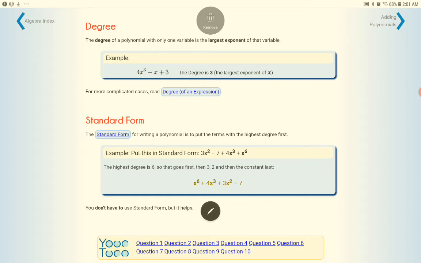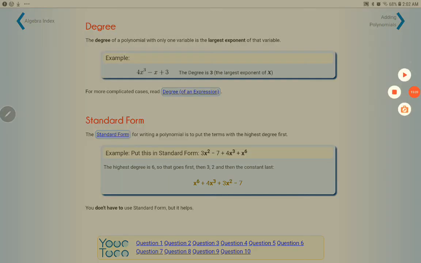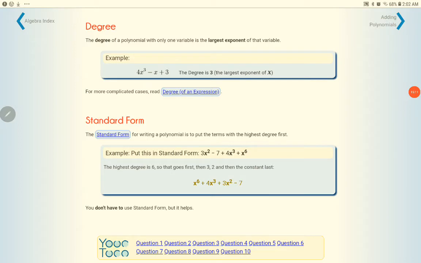So you don't have to use standard form. It does help to see that it's a polynomial, and as you'll see in today's lesson, when we graph them, it helps. This is actually general form, come to think of it. So I'm going to argue with this website just on this particular language, the standard form. This is actually the general form of a polynomial.